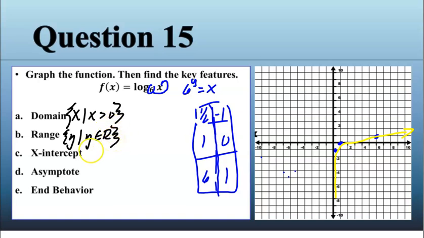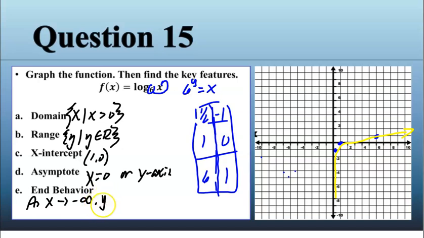The x-intercept, we have the x-intercept at 1, 0. The asymptote line would be y equaling 0, or x equaling 0, or you can say it's the y-axis. And then the end behavior. As x approaches negative infinity, y approaches 0. And as x approaches positive infinity, y approaches positive infinity.